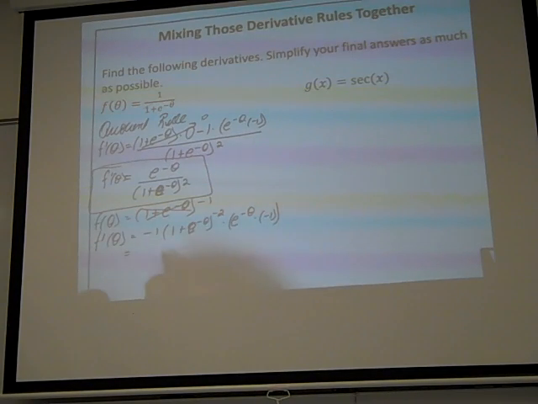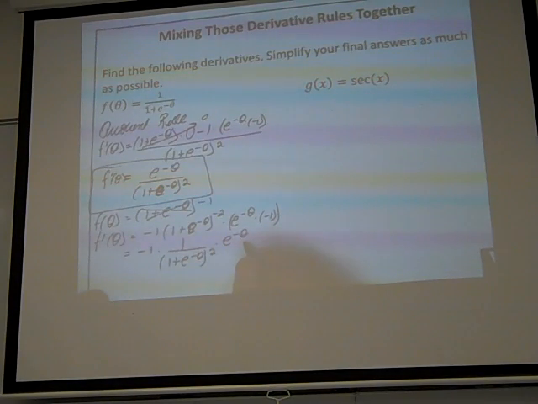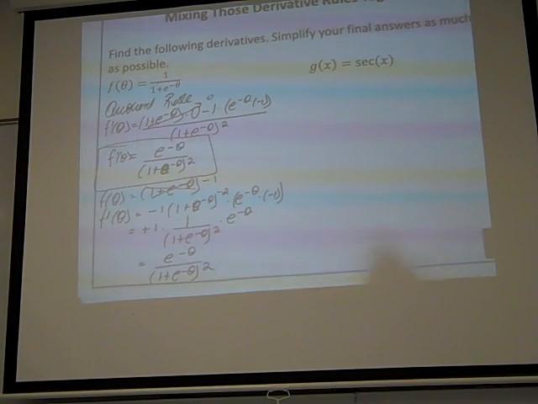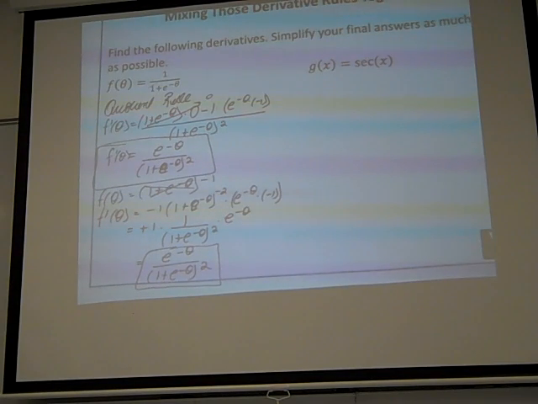I can clean that up. I have negative 1. All this to the negative 2 power is the same as 1 plus e to the negative theta squared, times e to the negative theta times negative 1. Well, I've got a negative 1 over here. If I multiply it with that negative 1, I get positive 1. And what do I get? E to the negative theta over 1 plus e to the negative theta squared. Same answer. Use your quotient rule, use your chain rule, doesn't matter, same answer. I love it.